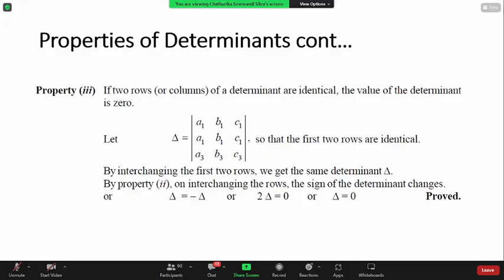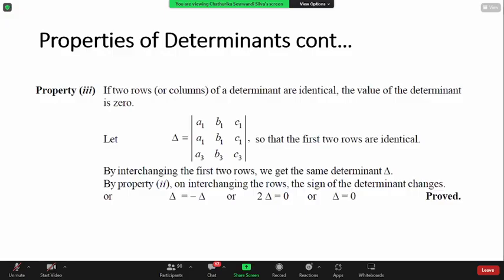So in the MCQs again, you will be given a 3x3 or a 4x4 matrix and asked to find the determinant. But if you closely look at the matrix, you will identify that either two rows or two columns are identical. Same elements are there. So then definitely, without doing a single calculation, you can write down that the determinant is 0. So this is property number 3. If two rows or columns of a determinant are identical, the value of the determinant is 0.